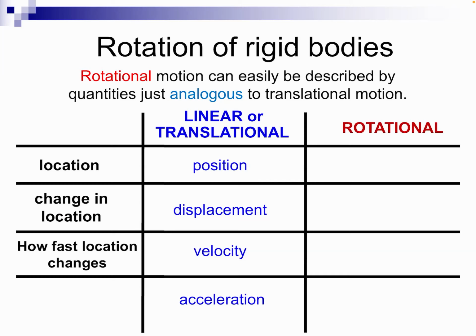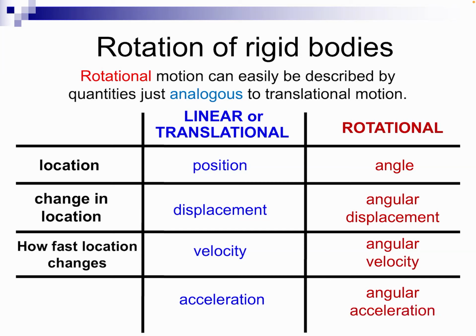Now, if we rotate the object, each location in the object will be described by some angle. Okay? Any change in angle will be called the angular displacement. And how fast the angle changes, how fast the angular displacement changes, is described by what we call angular velocity, and how fast angular velocity changes is described by angular acceleration. So if we look at this table, these kinematic variables are sort of equivalent. We just use angle and angular to distinguish rotational motion from linear or translational motion, right?